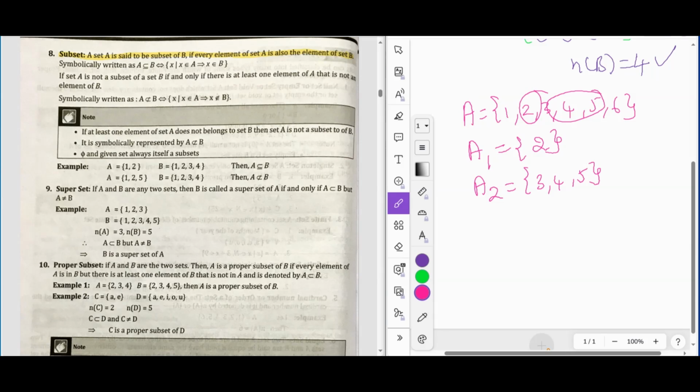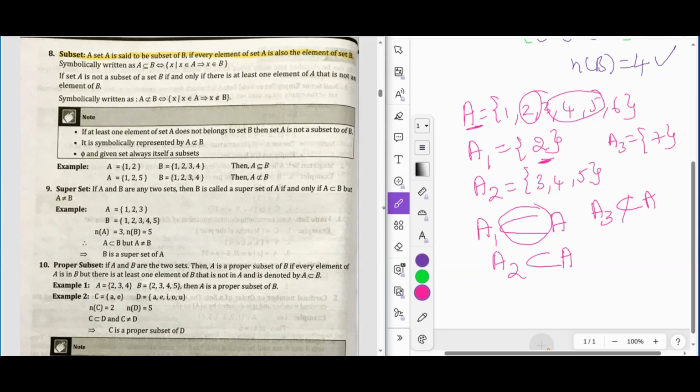The elements present in the subset should also be there in the set A. It is represented as A1 is a subset of A, A2 is a subset of A. This symbol represents a subset. Then, if it is not a subset, if I take A3 and write it as 7, we don't have 7 in A, therefore A3 is not a subset of A.